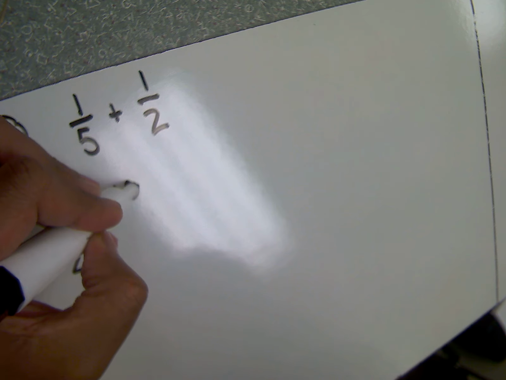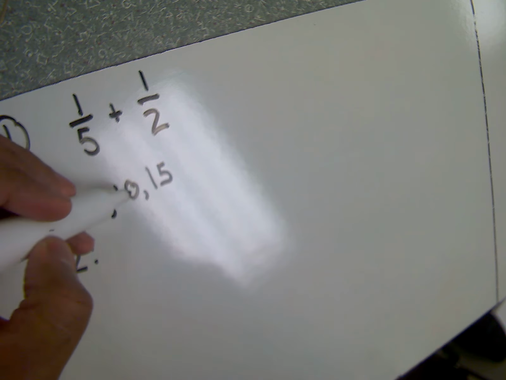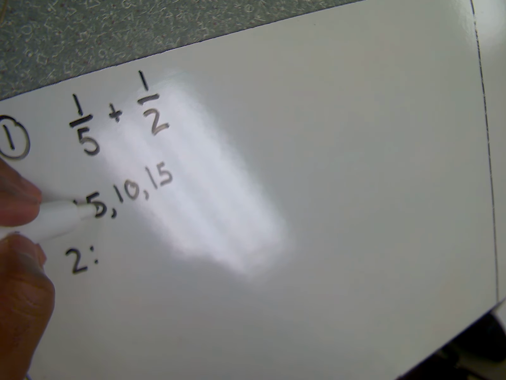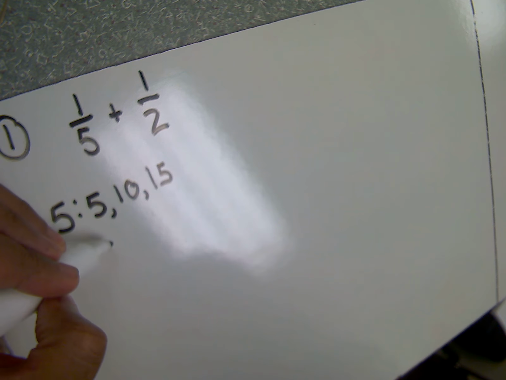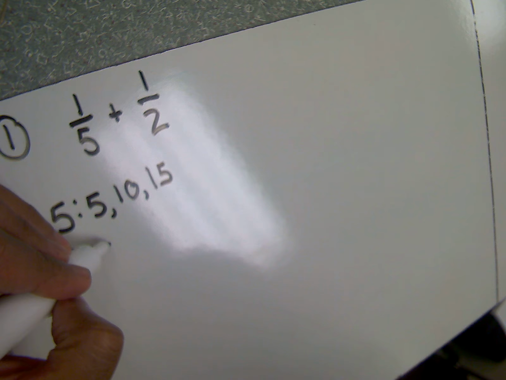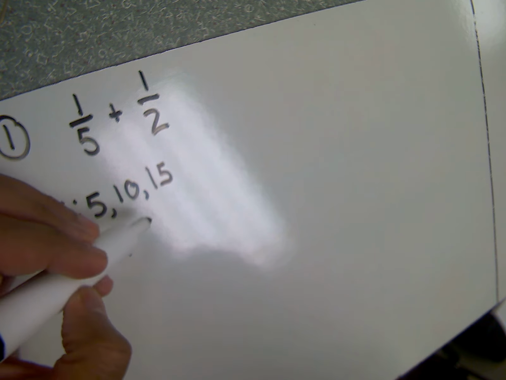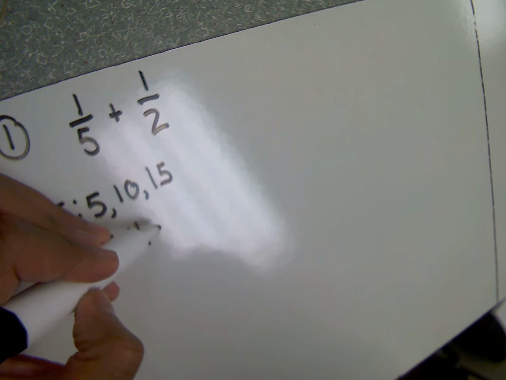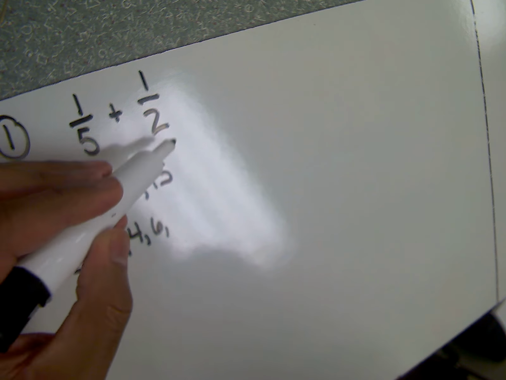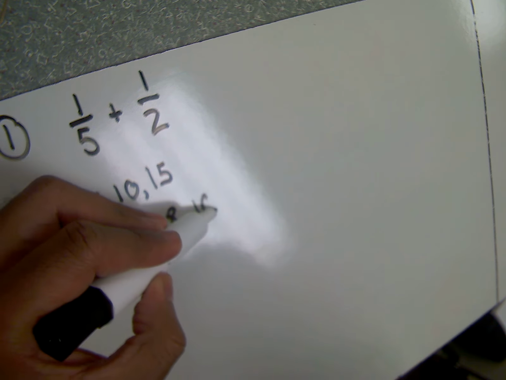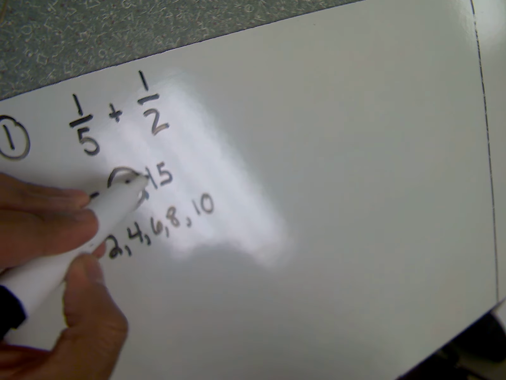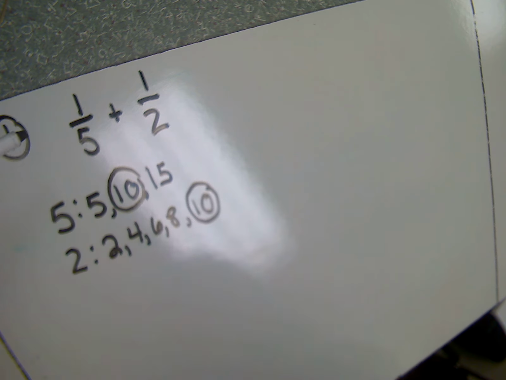5, 10, 15. And these are multiples, or another way you could say this is skip counting by 5. 5, 10, 15. Now we're going to skip count by our 2's, or list out the multiples of 2, until we find a common multiple. Or since we're dealing with denominators, common denominator. 2, 4, 6, 8, 10. 10 is what they have in common.